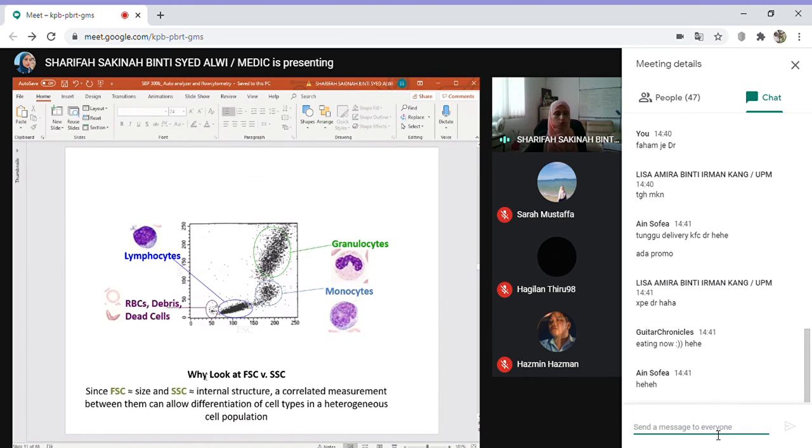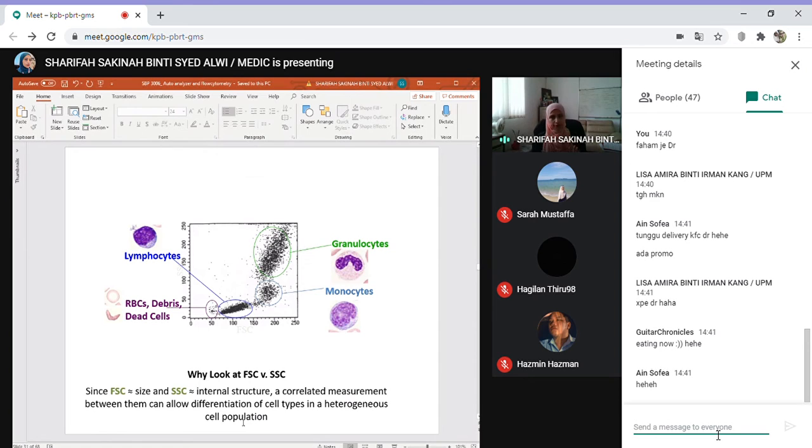So why look at FSC versus SSC? Since FSC is the size and SSC is the internal structure or granularity, a correlated measurement between them can allow differentiation of cell types in a heterogeneous cell population. This is the reason why, when you measure, you must look at both the forward and the side scatter.